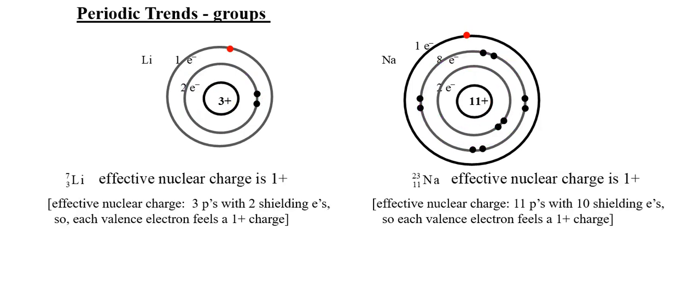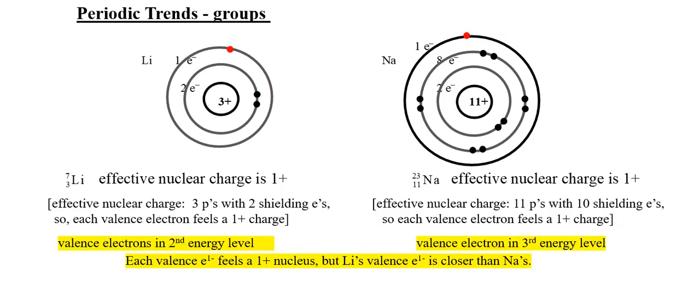So lithium is still going to have an effective nuclear charge of 1 positive. Sodium, though, is also going to be 1 positive because now those 11 protons in the nucleus have 10 shielding electrons. Because of that extra energy level, we create more shielding. So lithium's 1 valence electron is attracted to basically a 1 positive charge. Sodium's 1 valence electron is attracted to a 1 positive charge. So the negative-positive ratio is the same for both of them, but lithium's is closer, sodium's is further away. Is that going to make a difference? Probably. Lithium's is in the second energy level, sodium's in the third.